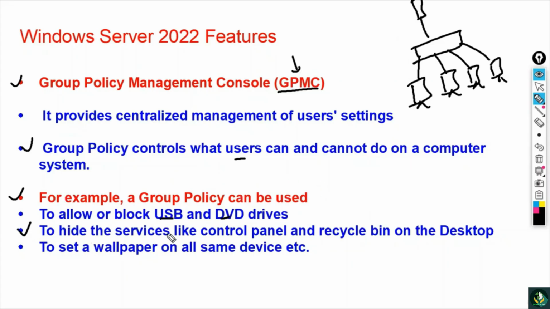Or you can hide the services like control panel, recycle bin on the desktop from a central point using group policy management control. Or if you want to set the same wallpaper on all the devices in your network, so you don't have to go to each and every device and set the same wallpaper, you can do it from a central point within few clicks.